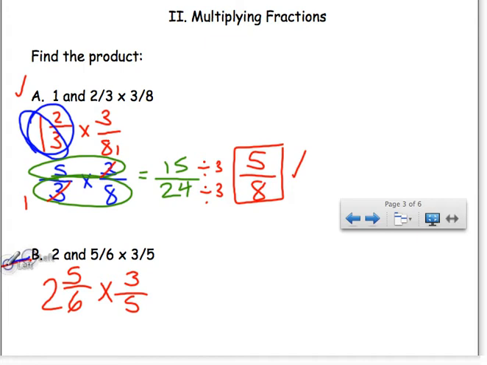Okay, you've tried it, it's now time to check the answer. If you had 2 and 5/6, again, the very first thing you're going to want to do is rewrite it as an improper fraction. 2 times 6 is 12. 12 plus 5 is 17/6, times 3/5.